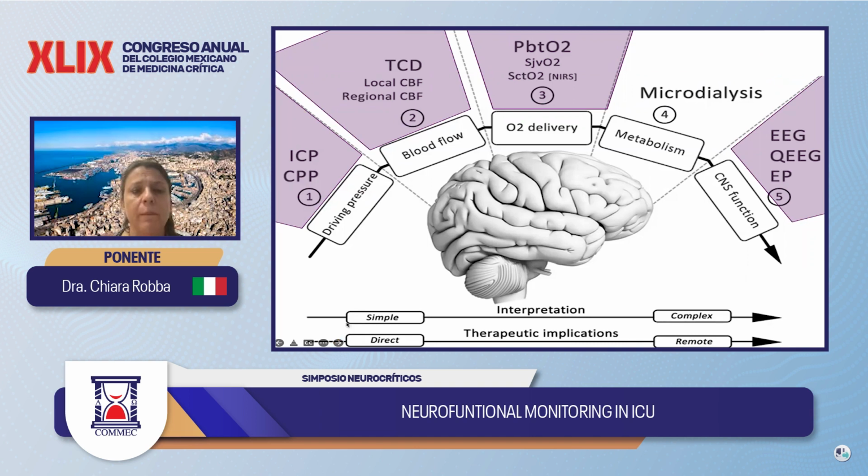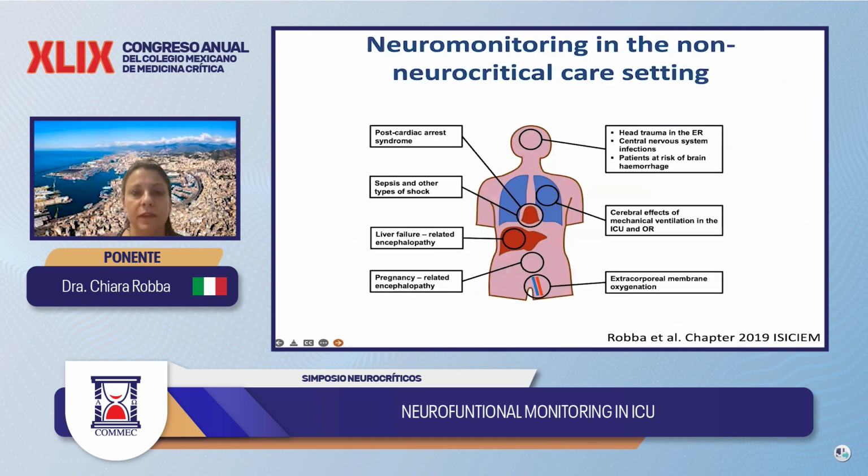But still, we have a number of non-invasive methods which can provide us a lot of information regarding flow, pressure, oxygen, metabolism, etc. There are a number of clinical examples where neuromonitoring in neurocritical care settings will be of great importance. Just think about the post-cardiac arrest syndrome.